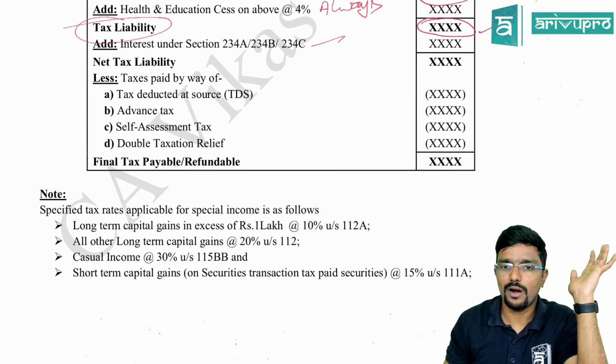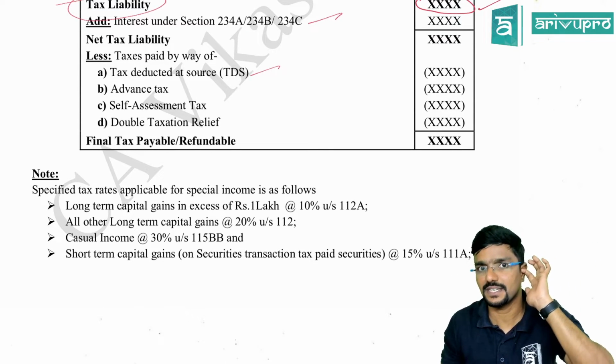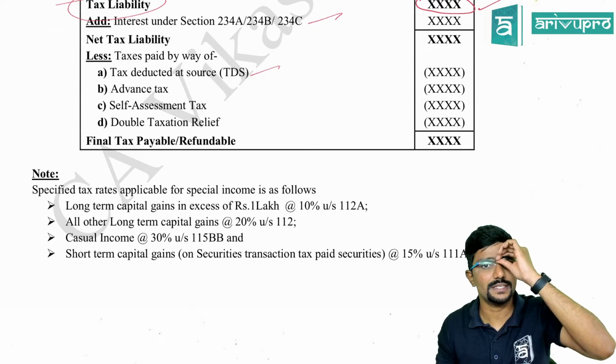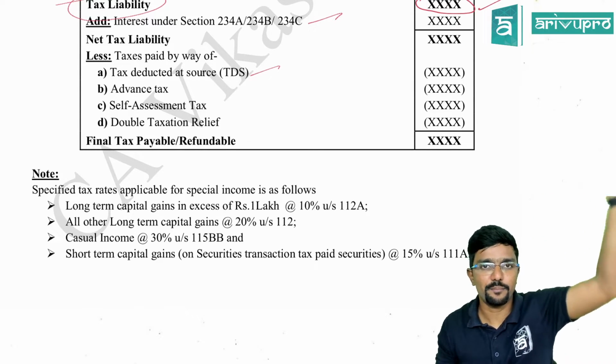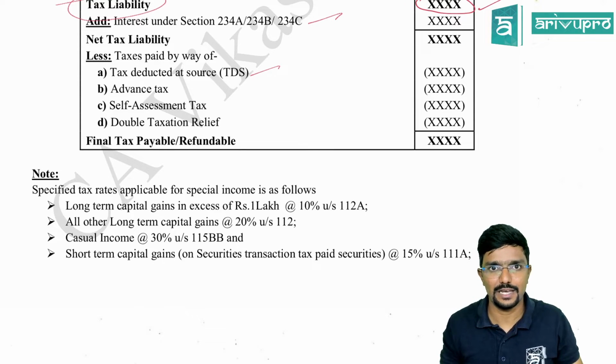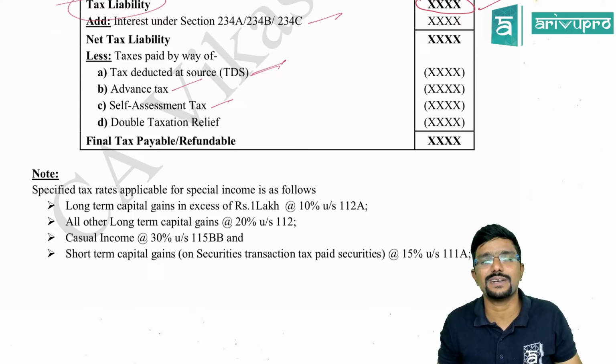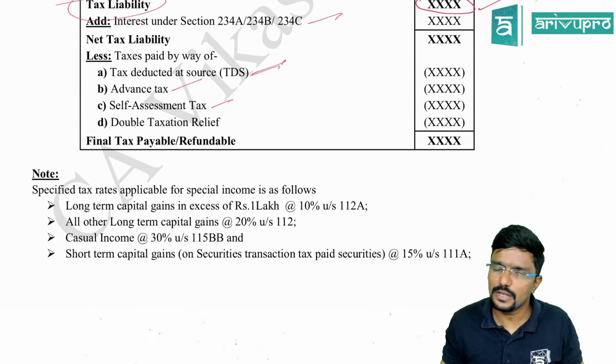And if you have already paid any tax in the form of TDS, that is tax deducted at source, we discussed this. Agree? If any TDS is deducted on your income by the payer, you can take the credit of that while you are paying the tax liability. So you can reduce that. Same way, if you have already paid some tax in advance, or any self-assessment tax, we call it SAT in short, reduce that.